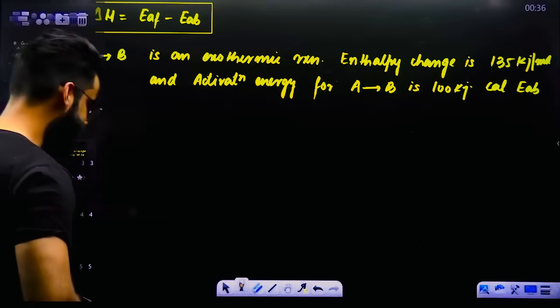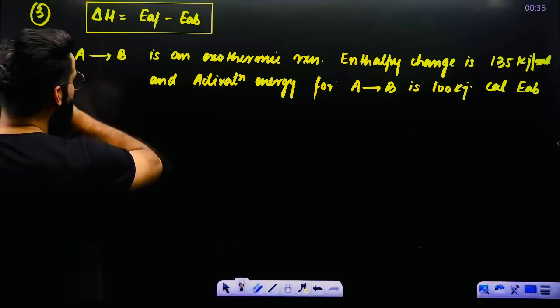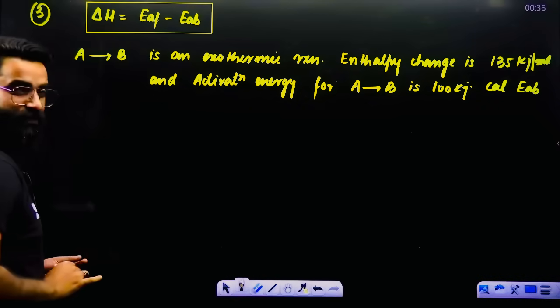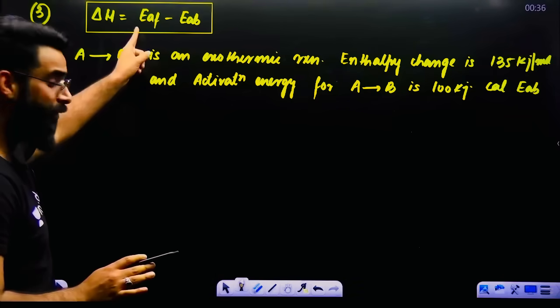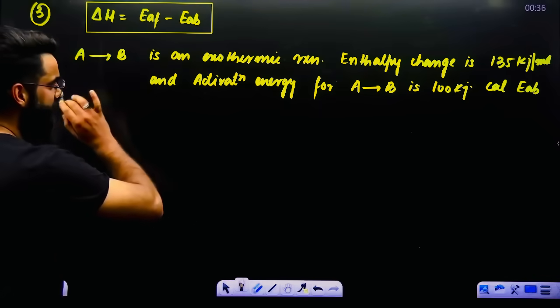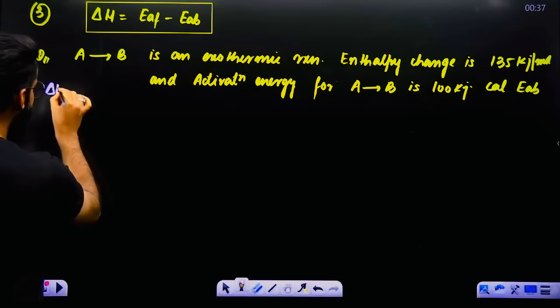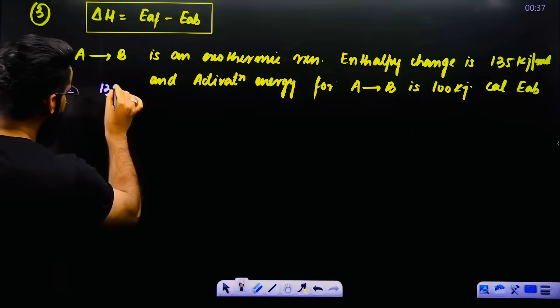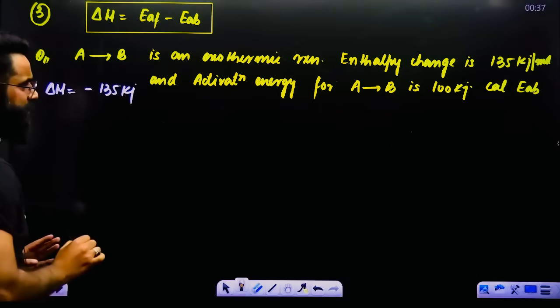My dear students, you must have heard about enthalpy change. Enthalpy change is always equal to activation energy of forward reaction minus activation energy of backward reaction. Perfect. This is one important expression which you need to know. You are given the reaction, which is an exothermic reaction. Enthalpy change is given to me as 135. That means delta H will be equal to 135 kilojoules, right? Since the reaction is exothermic, the sign has to be negative.